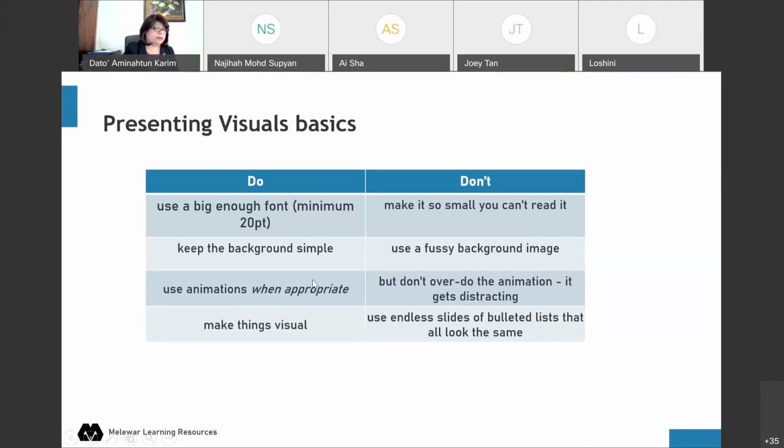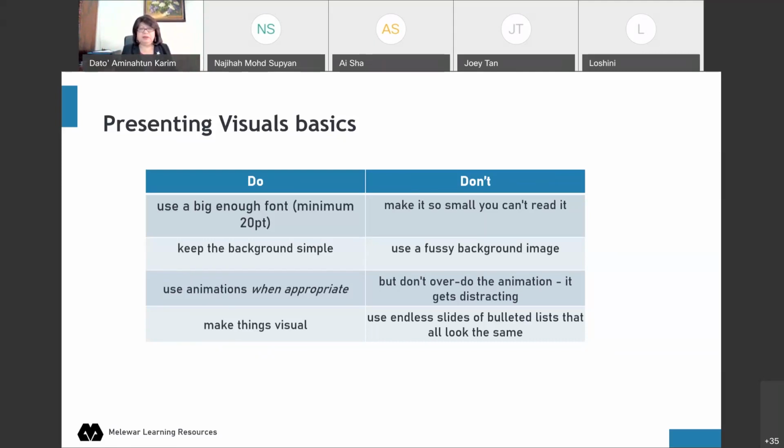Okay, so we're talking about PowerPoint slides, right? So we should use big fonts. Minimum is 20 so that it can be read. Sometimes when you make it so small, like our friend Miss A, it was so small you can't read it, right? And then, of course, keep the background simple and clear. Look at my background, it's just white. No fussy background, no colors, no bling bling, lots of lights or multicolors, right? And then use animations when appropriate.